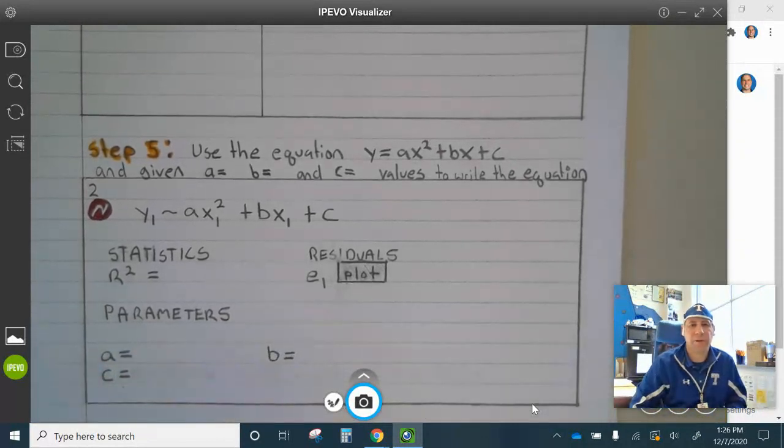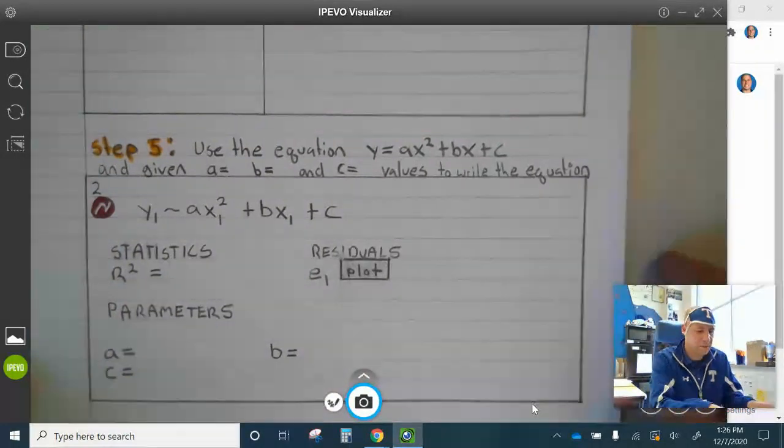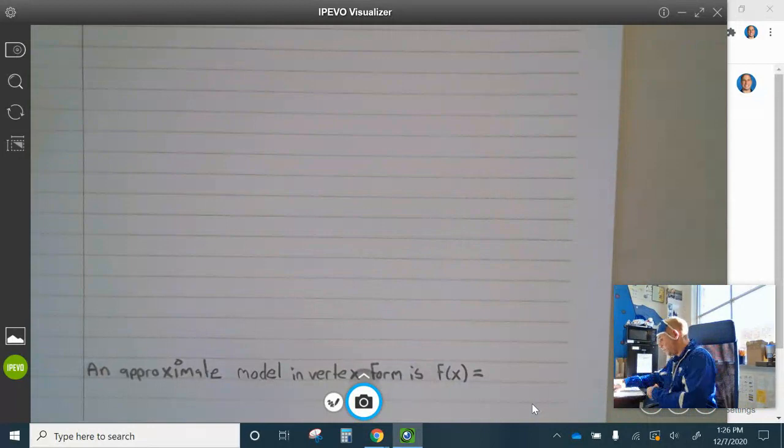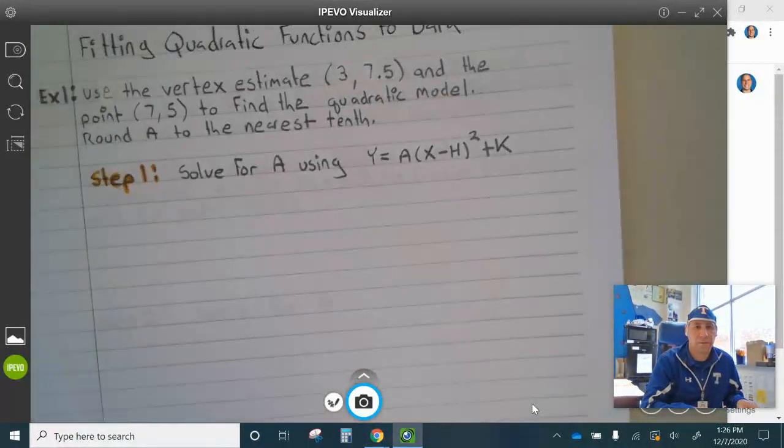Step 5, use the equation y equals ax squared plus bx plus c and the given a, b, and c values to write the equation that you find in part 2. Okay? All right, if you would update your notes and examples.